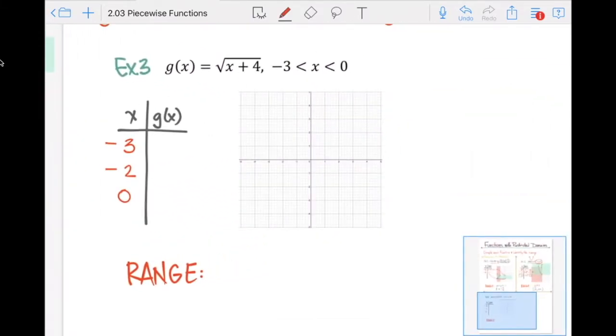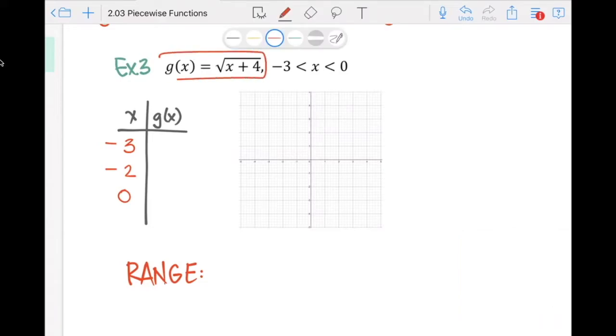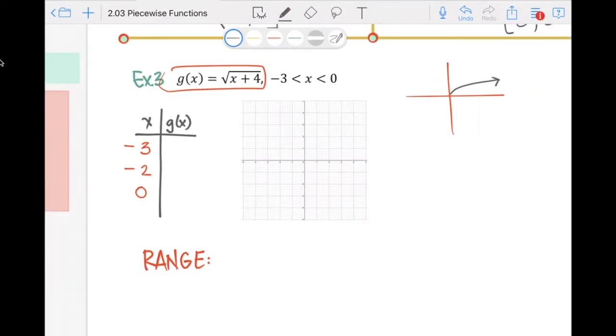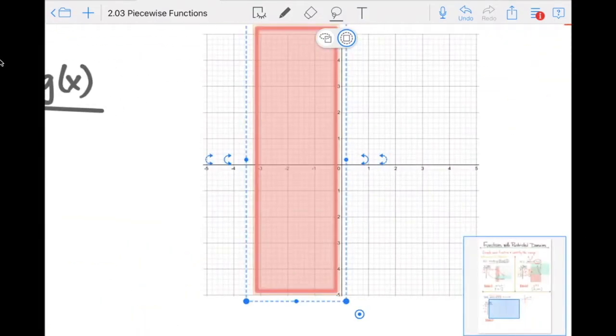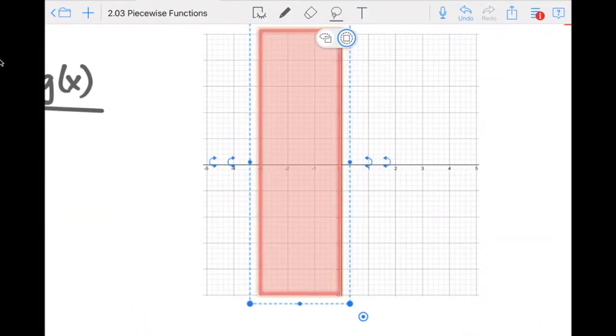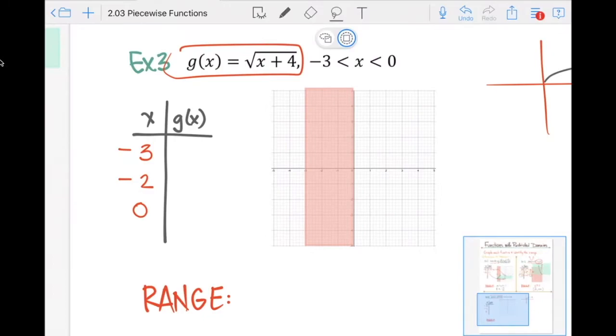So first, make sure you pay attention to what kind of function you're dealing with. This is going to be a square root function. So remember, the general shape of a square root function is this. You need at least 3 points to make sure that you have a good shape. So I'm going to go ahead and highlight the area of our graph that we're going to be looking in. We're going from -3 to 0. So we're going to be plotting points within that pink box, or in other words, the function is defined for values only within that pink box.